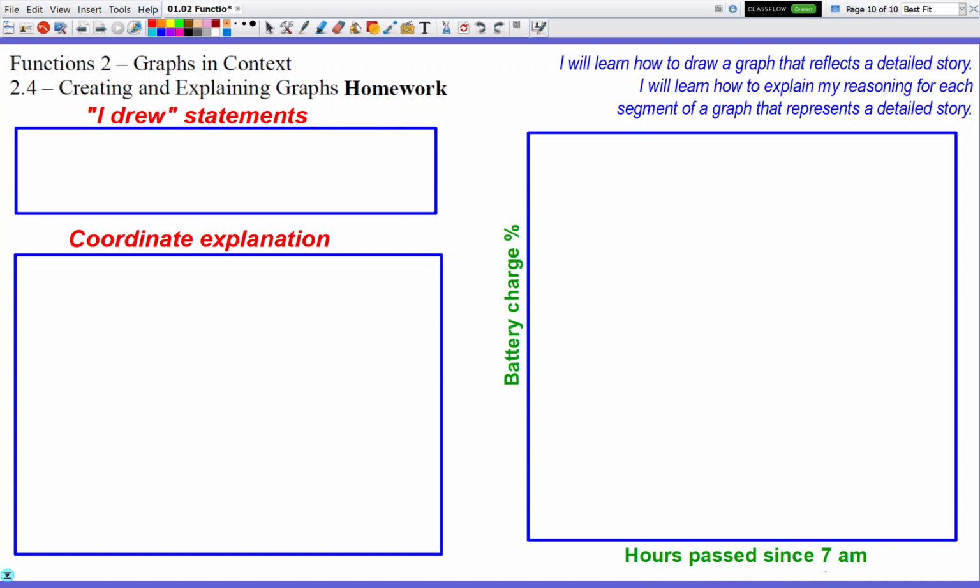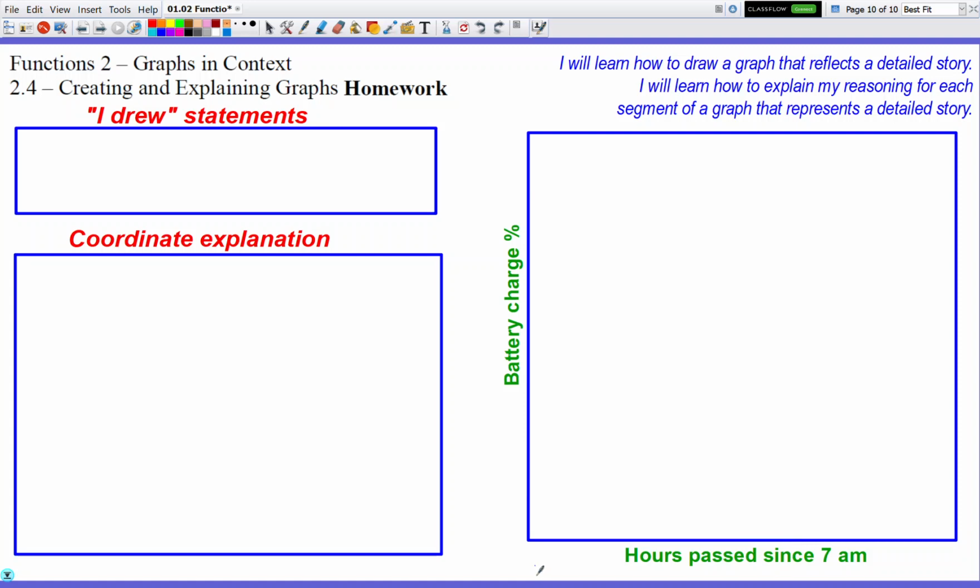This problem starts at 7 a.m. So 7 a.m. is going to be your 0 on your x-axis. And x equals 1 is going to be 8 a.m. x equals 2 is going to be 9 a.m. x equals 3 is going to be 10 a.m. x equals 4 is going to be 11 a.m. x equals 5 is going to be noon. So you got to really be careful.